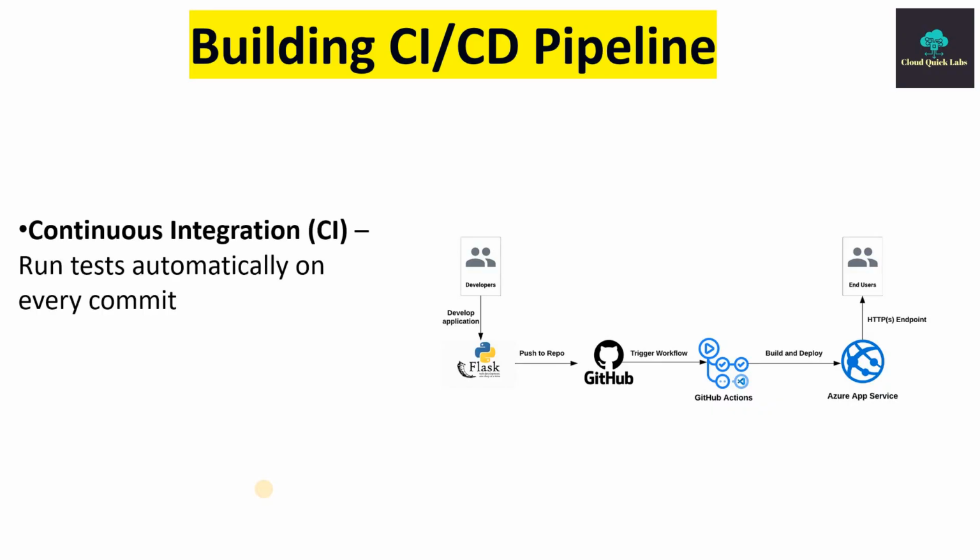So as you see in this diagram, what is a CI/CD pipeline? First, let's understand how GitHub Actions plays a role here. So continuous integration, basically, you see that. Let's talk about it with reference to this diagram, and we will understand what is a CI and what is a CD. So here are the developers.